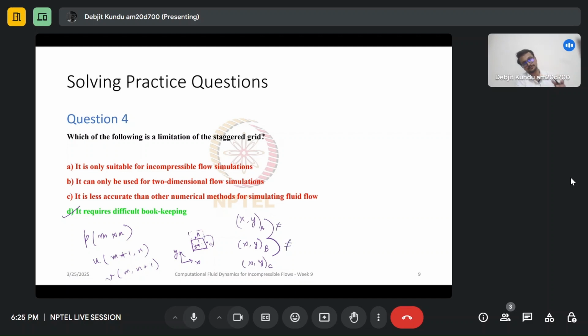They would, so there has to be some more ways to store the values of x and y coordinates of each point where a different variable is stored. Now, if I have a perfectly structured grid, then it's fine. There should be some logic which will help me find that. But if we are using an unstructured grid, then it becomes very difficult. So in that case, you have to store these coordinate locations as well.